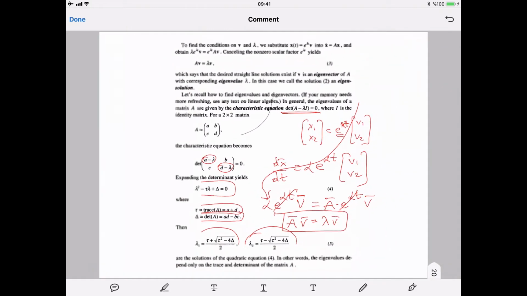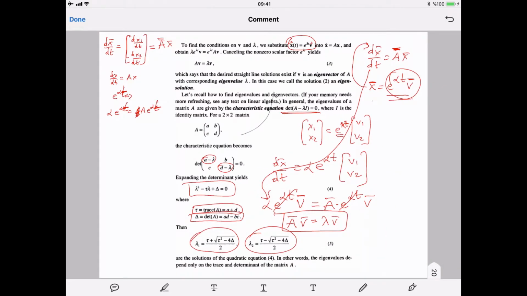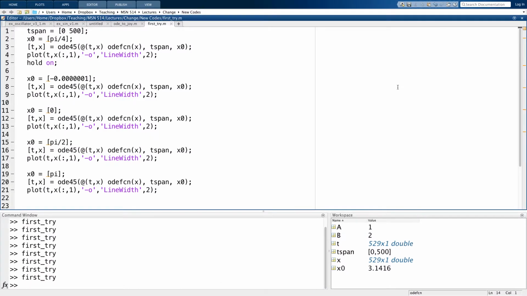Is it the end of? Okay, it's the end of the book. So I will do something else.